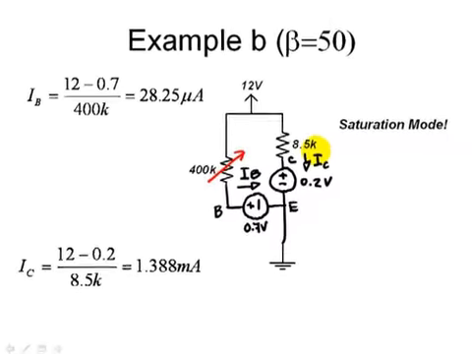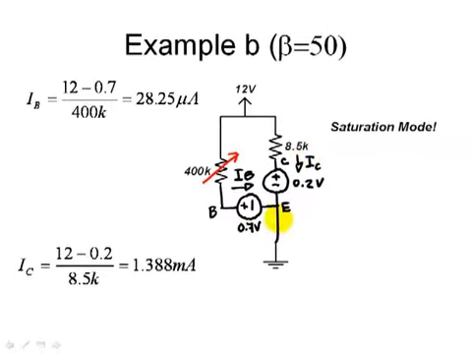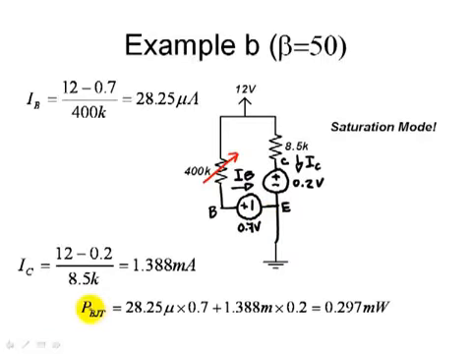Let's compute what power that transistor is dissipating right now. Well, of course, the power will be the power in the base emitter circuit, current 28 microamps times 0.7 volts, plus the power absorbed in the collector emitter port, 1.39 milliamps times 0.2 volts. That is 0.3 milliwatts. And that is the answer to this question.